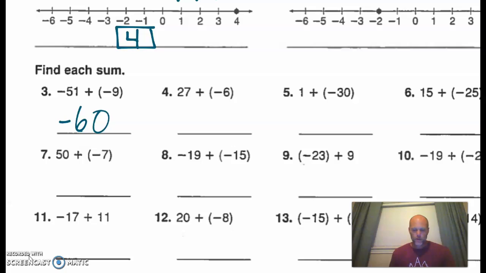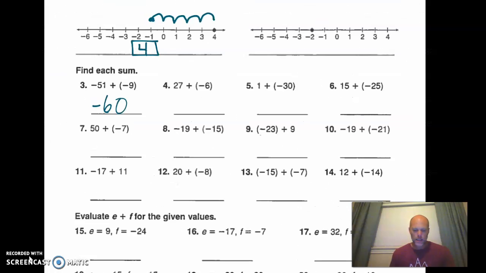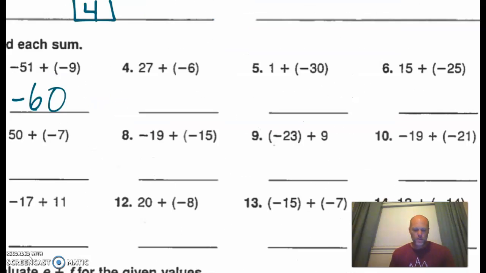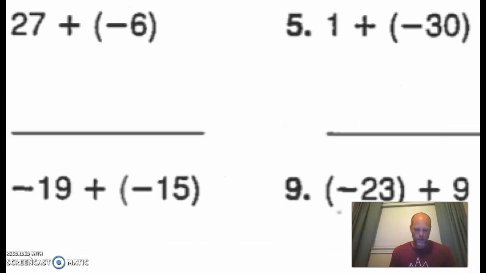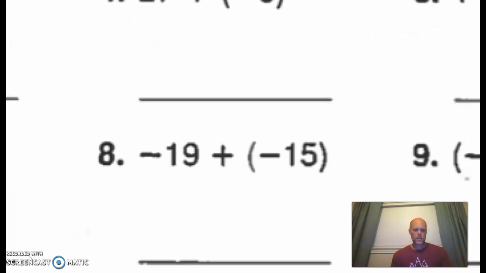Let's go to number 9. Those parentheses are not there for anything except to make you understand that it's just showing you that the negative goes with the 23. Like on number 8, that parentheses is there to just tell you that, hey, this negative is with that 15.